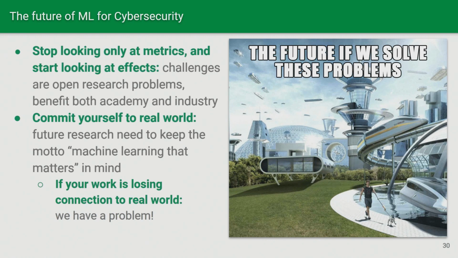Community players have to take into consideration the peculiarities associated with cybersecurity data and its sources. Also, commit yourself to the real world. I advocate that future research works always keep the motto, machine learning that matters, in mind when developing new solutions. We need to stop trying to improve 0.01% of accuracy while we are still evaluating our models or our solutions in the wrong way and have many open research problems such as the ones mentioned here. Thus, if your work is losing connection to the real world, we have a problem.